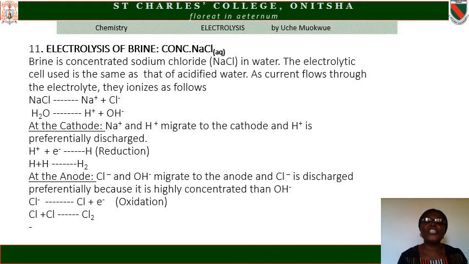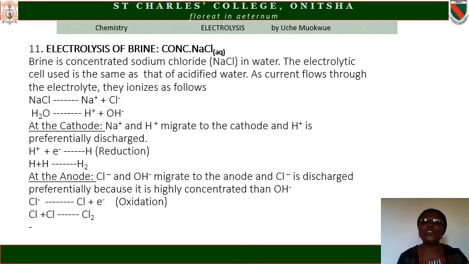The second specific electrolyte that we are going to look at is electrolysis of brine. Brine is concentrated sodium chloride in water, which means you get a large amount of salt and dissolve it in a small quantity of water. The electrolytic cell used here is the same as that of acidified water.